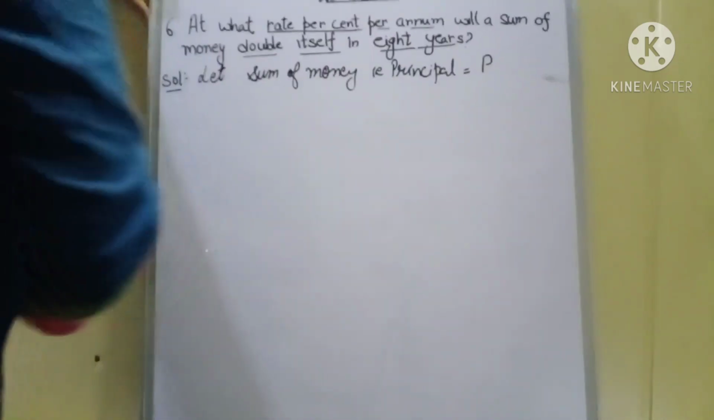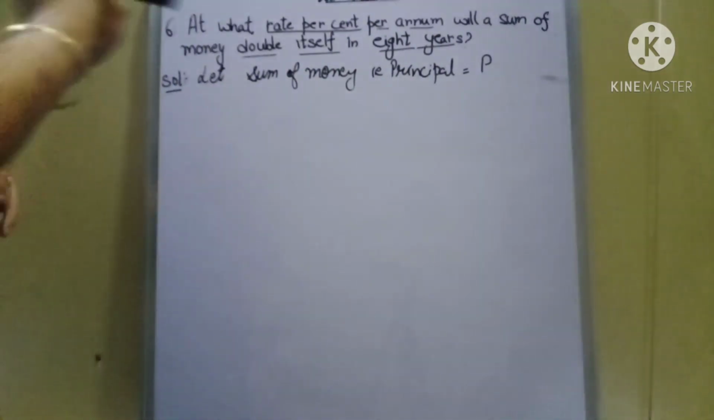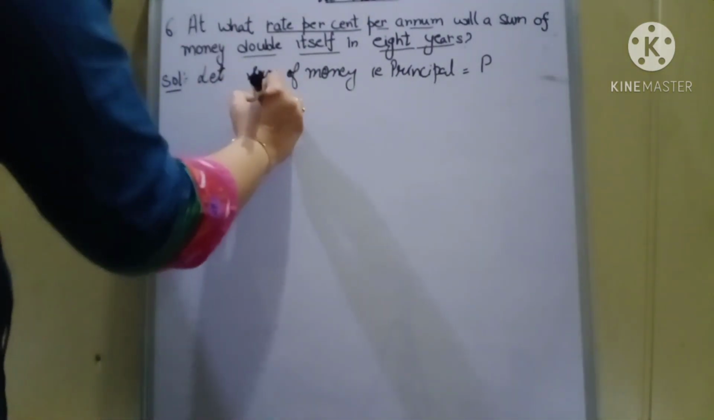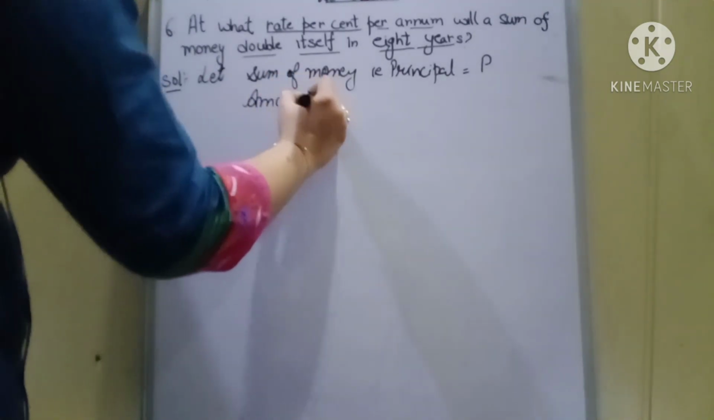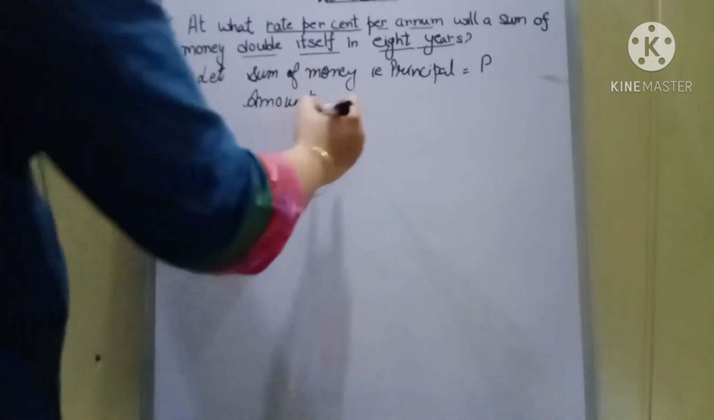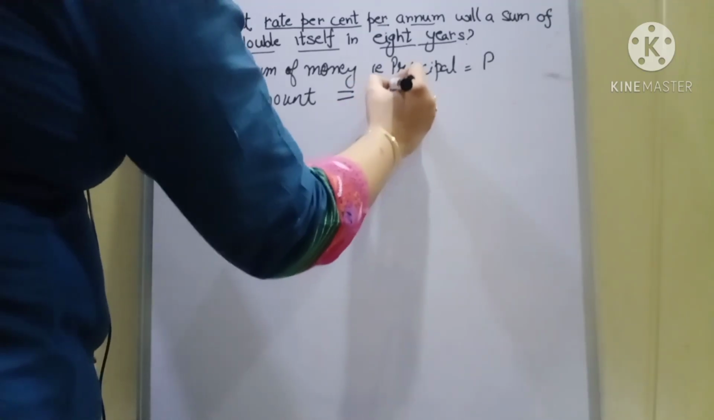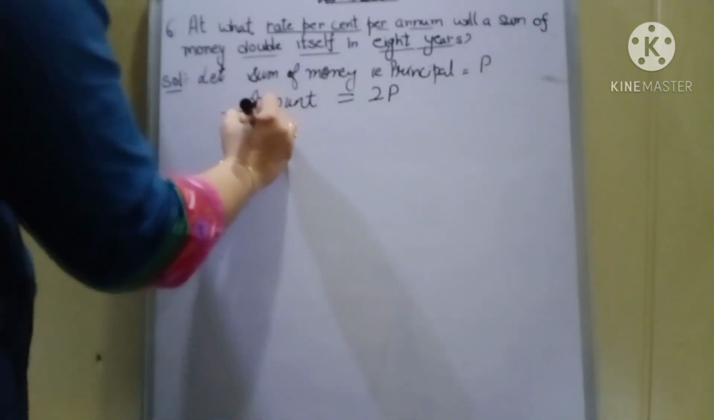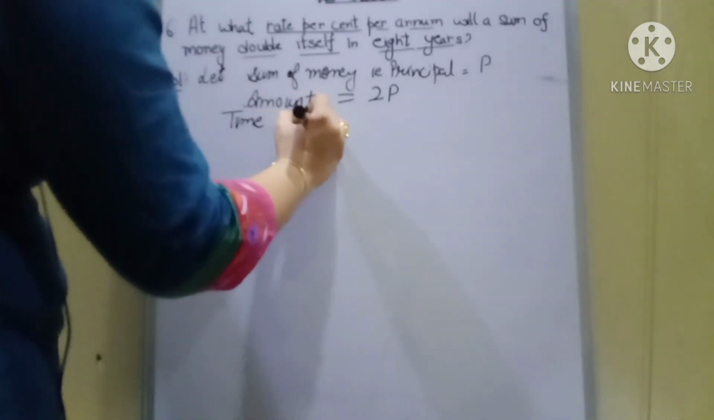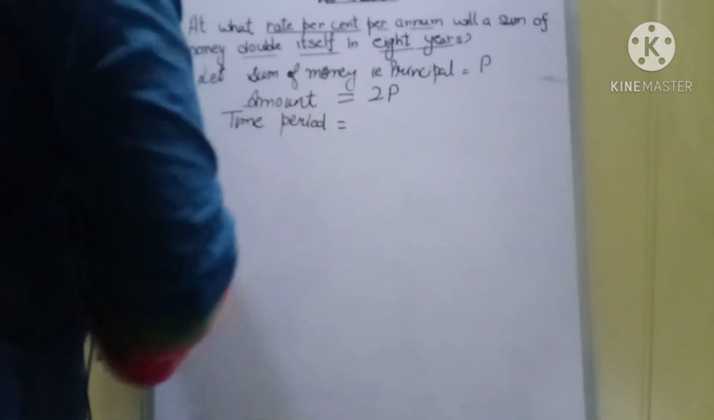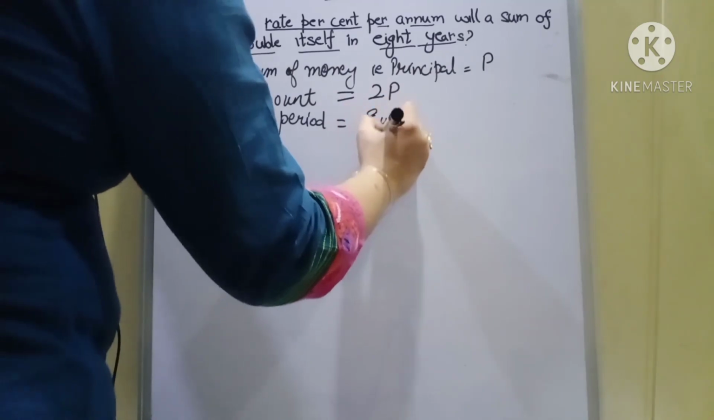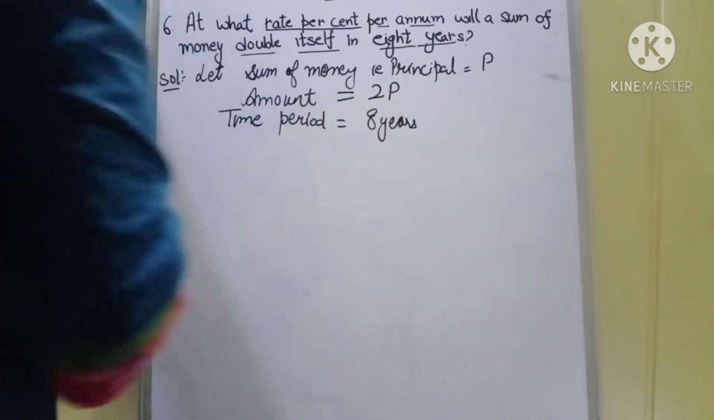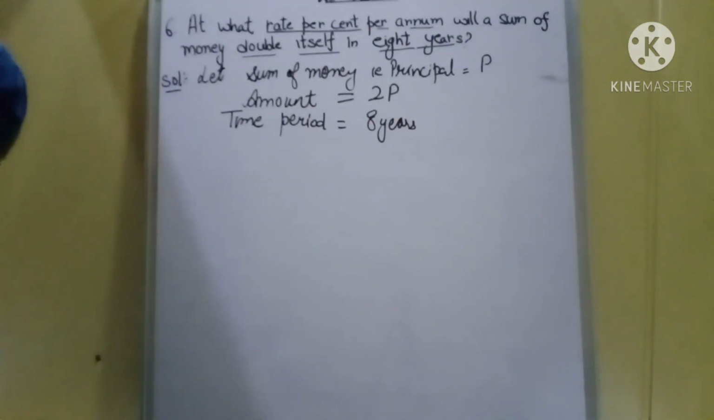Now they are saying money will double itself. When money doubles itself, what are we getting? We are getting the amount. So the amount is equal to 2P. Time period is equal to 8 years. And you have to find the rate of interest.